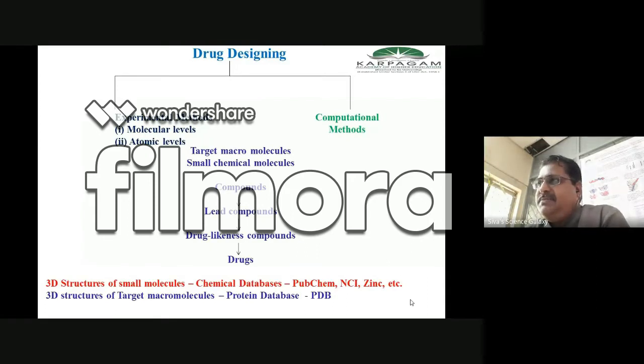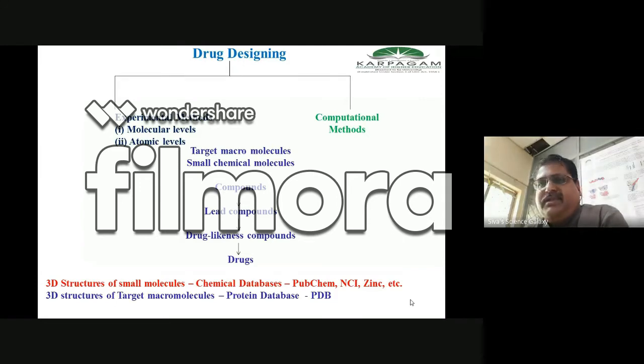Now, the drug designing process, as we all know, is a highly complex, expensive, and time-consuming procedure. A recent statistic suggests that there are about 10 to the power of 60 chemical compounds right now. Just imagine, 10 to the power of 60 chemical compounds. Those compounds need to be screened in order to identify the lead compounds. From the lead compounds, we have to identify the drug-likeness compounds. From the drug-likeness compounds, we have to identify the drugs. Okay, so make it simple.